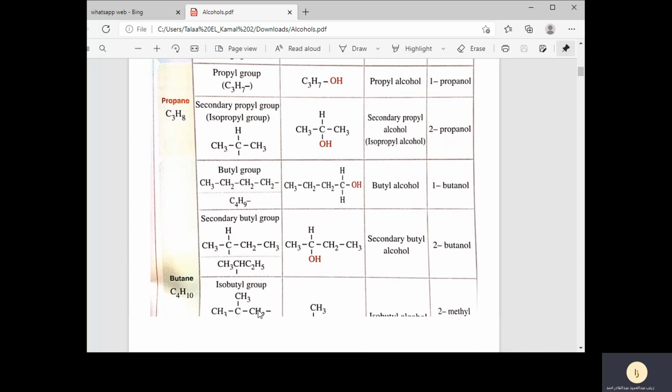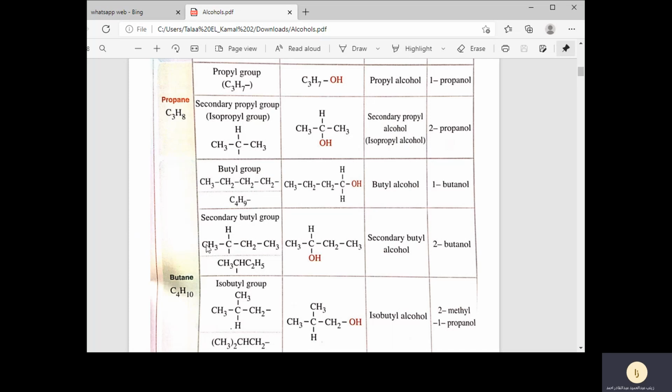The other case, here the carbon attached to OH has two carbon atoms and one hydrogen atom, so it is secondary alcohol type. If we look at the number of carbon atoms, we find that there are four carbon atoms, so it is called secondary butyl alcohol, or by IUPAC name, the OH attached to number two, so it is called 2-butanol.